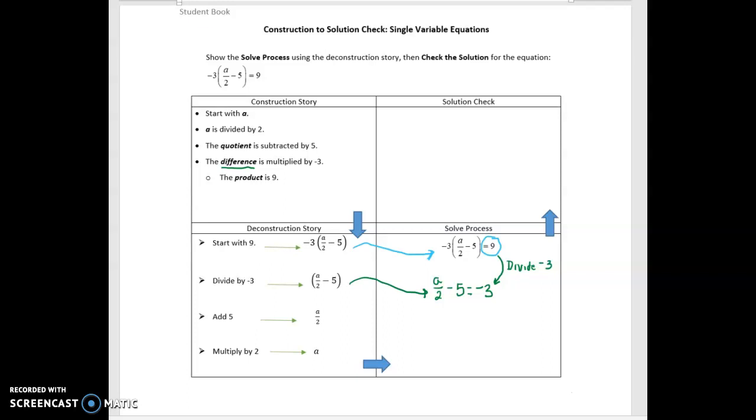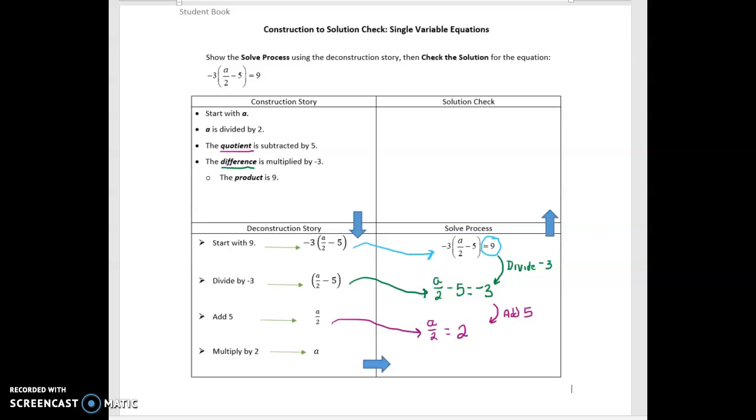Next, we know that we needed to subtract 5, and we had a quotient, and that was subtracted by 5. So when we add 5, we're going to end up with a quotient. And the quotient is a division problem, so that's a over 2. And we're told that we need to add 5. And when we add 5 to our -3, that means that a divided by 2 is valued at 2.